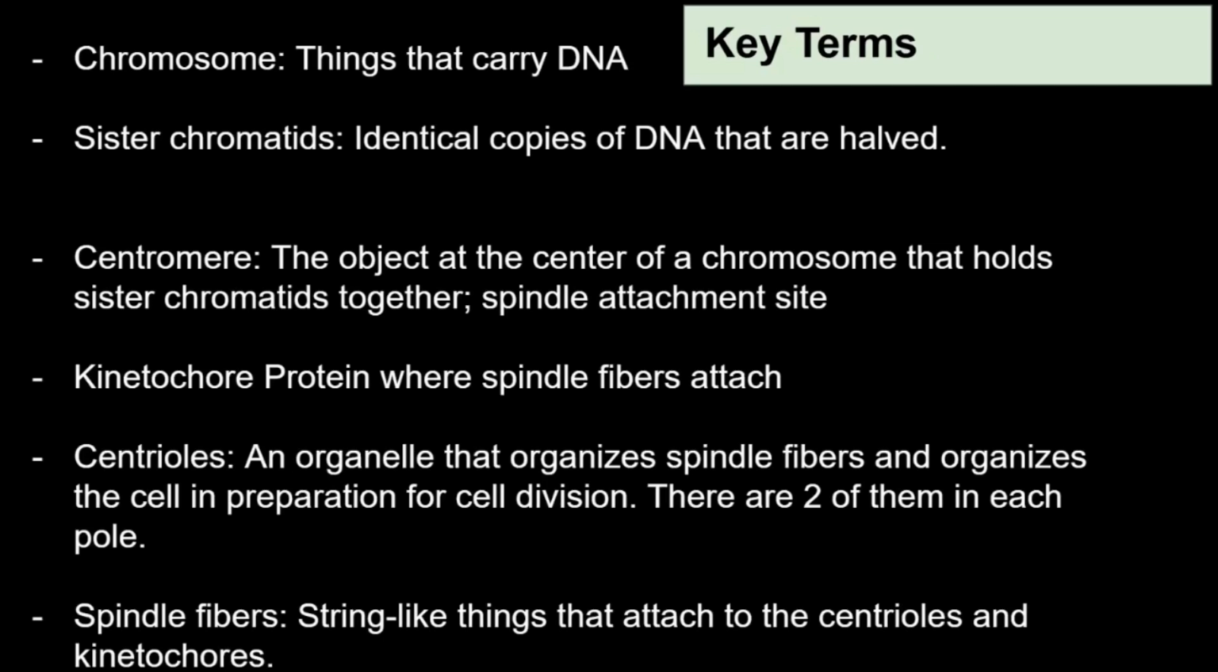There are some key terms to know before moving on to the other phases. Chromosomes are things that carry DNA. Sister chromatids are identical copies of DNA that are halved, especially the ones I mentioned earlier that look like a V. A centromere is the object at the center of a chromosome that holds the sister chromatids together. The centromere is also known as the spindle fibers attachment site.